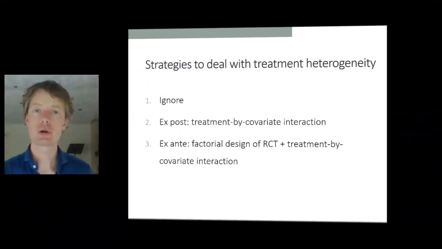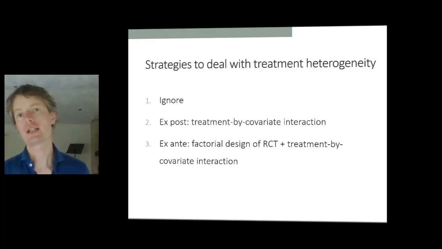Once you have discovered that there may be heterogeneity in the response to a treatment, then there are three ways of dealing with that. The first strategy is to simply ignore it, like we have done so far, just estimate the average treatment effect. The second strategy is to allow the treatment effect to vary across subgroups in your data by including a so-called interaction term.